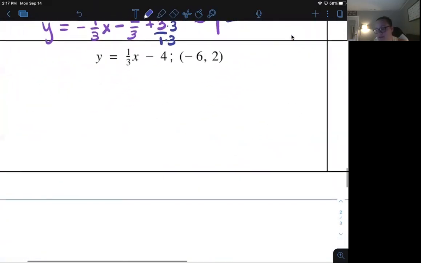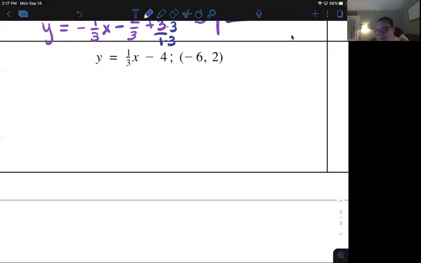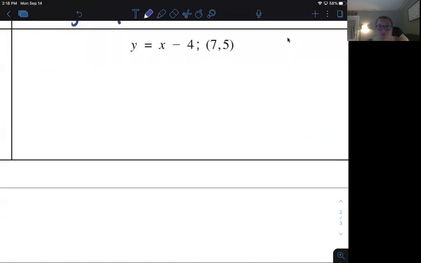Right, the next example I want you to do is y equals 1/3 x minus 4, and the given point is negative 6, 2. So you're going to write a line in slope-intercept form that is perpendicular to this line. Go for it. Now I want you to write the equation of a line that is perpendicular to y equals x minus 4 and contains the point 7, 5. And I want the line to be in point or slope intercept form when you're done with it. Go for it.